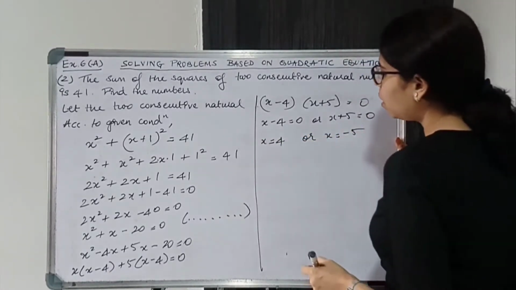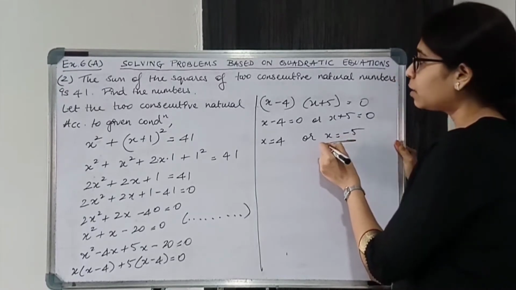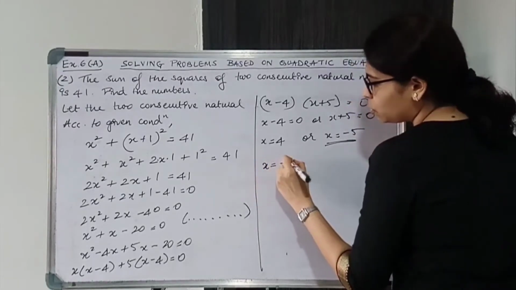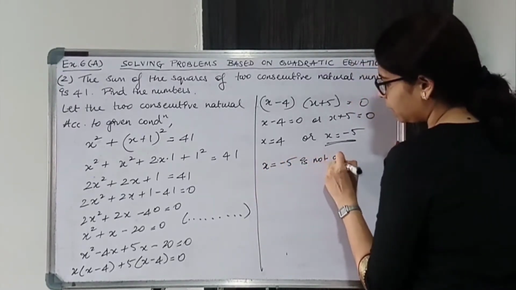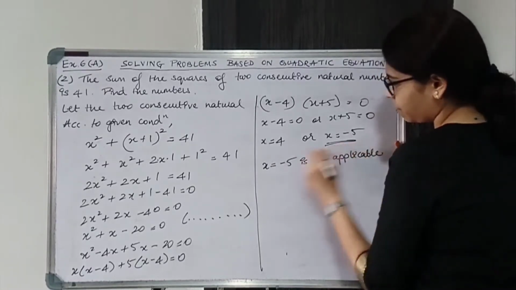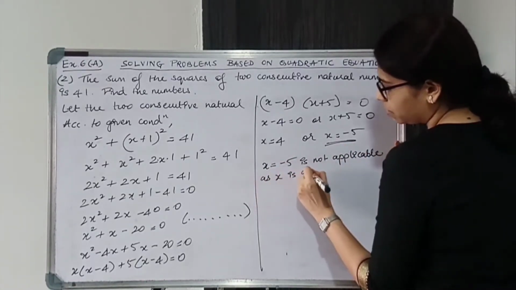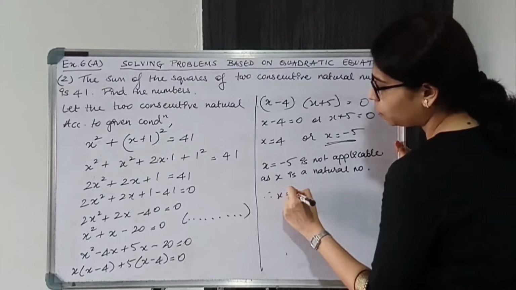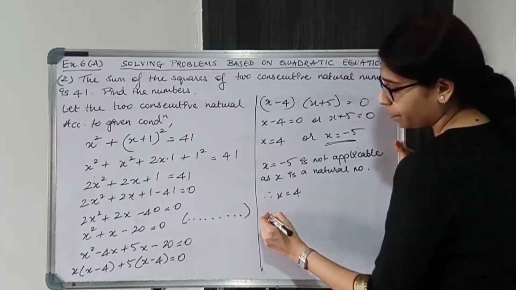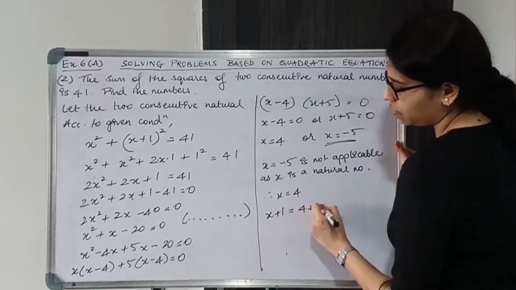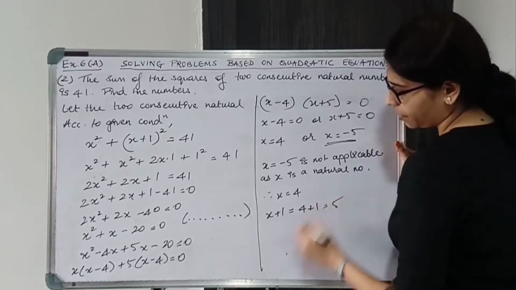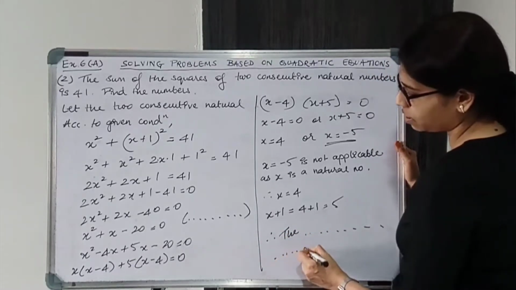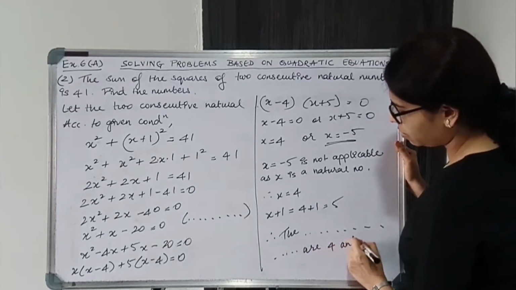All right, now it cannot be negative. We are told that it is a natural number. A natural number is not negative, so you'll just write down x equal to minus 5 is not applicable, as x is a natural number. So therefore x is equal to 4. If x is 4, then x plus 1 is equal to 4 plus 1, which is 5. So therefore the two consecutive natural numbers are 4 and 5.